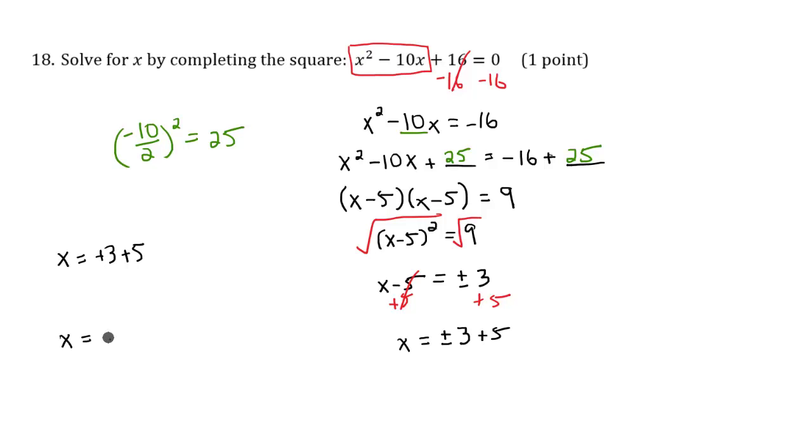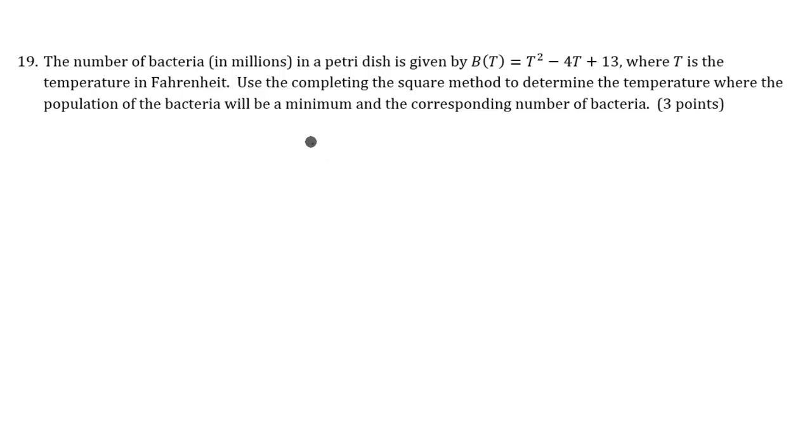And then I also want to do x equals minus 3 plus 5. So if I continue to solve this, that's going to be 8. If I continue to add these like terms, I'm going to have a positive 2. So my answers for x will be 8 and 2. Both of those work. Question number 19 is having us complete the square in an application situation.